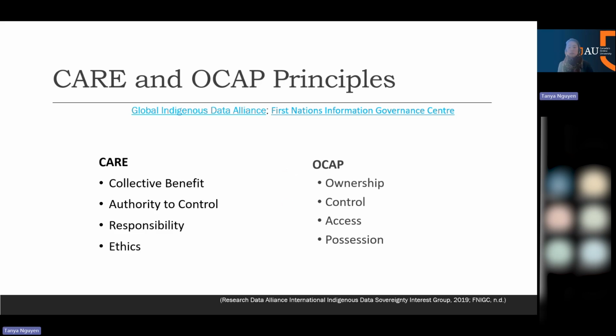I will just briefly go over each of these terms. Collective benefit: data ecosystems shall be designed and function in ways that enable Indigenous peoples to derive benefit from the data. Authority to control: Indigenous peoples' rights and interests in Indigenous data must be recognized, and their authority to control such data be empowered.